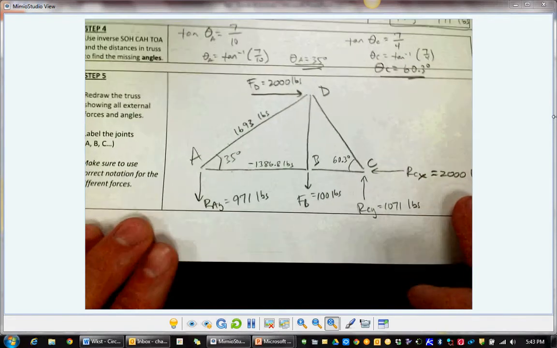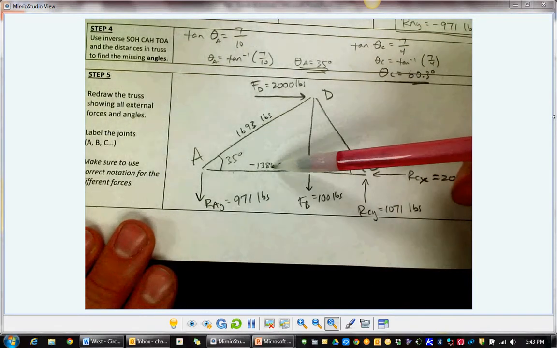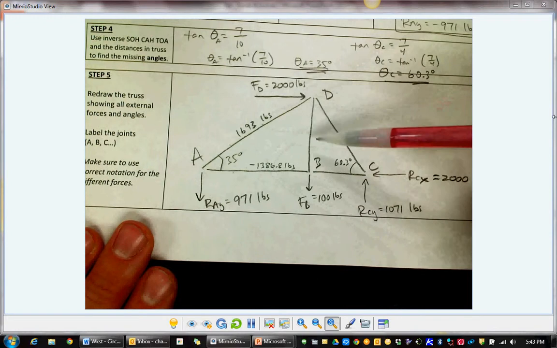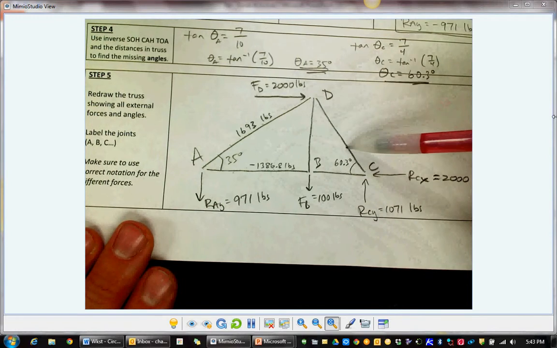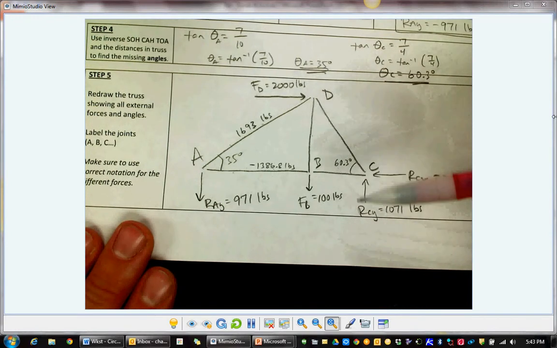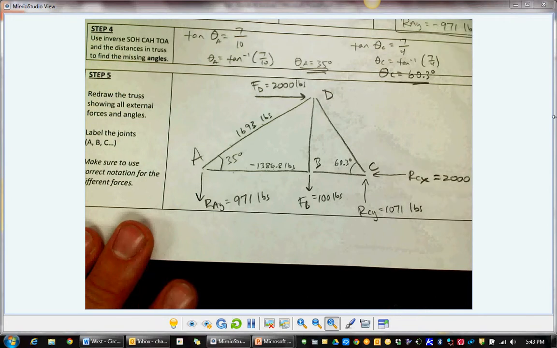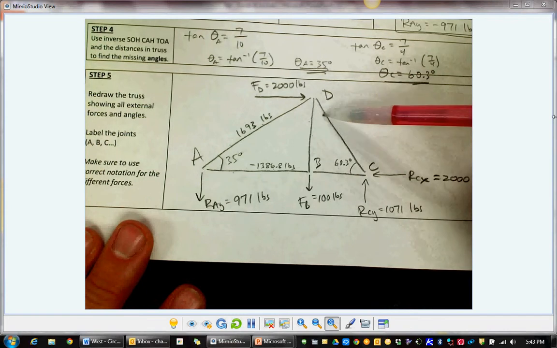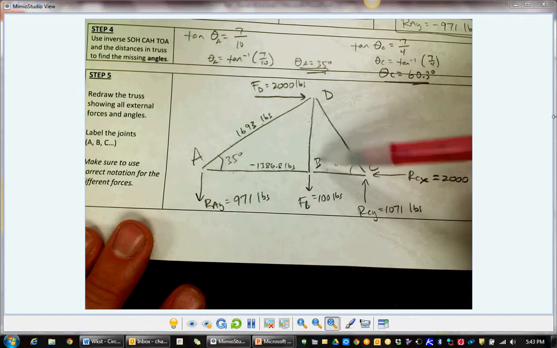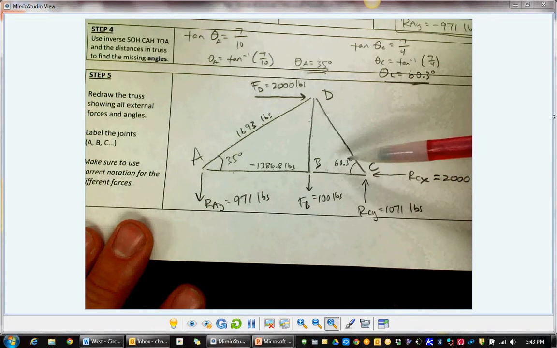All right, so let's go back here and come up with our next step in our strategy. We have found 2 of the internal forces. We have 3 left. We have to find BD, CD, and BC. What joint could I go to? You can go to any joint that has only 2 unknowns. At this point, joint D has 2 unknowns, joint B has 2 unknowns, and joint C has 2 unknowns. So you can go to any of them.